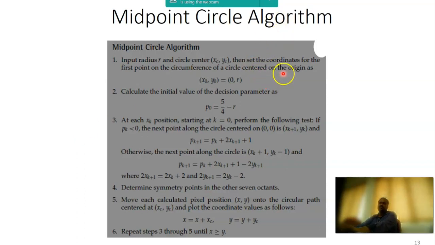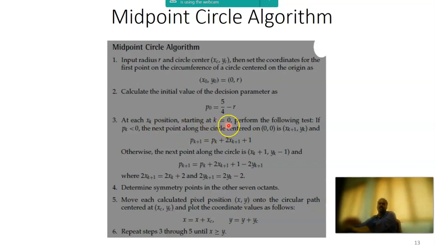Then set the coordinate for the first point on the circumference of the circle centered on the origin as x0, y0 equal to 0, r. Calculate the initial value of the decision parameter as p0 equal to 5/4 minus r, which is nothing but approximately 1 minus r.